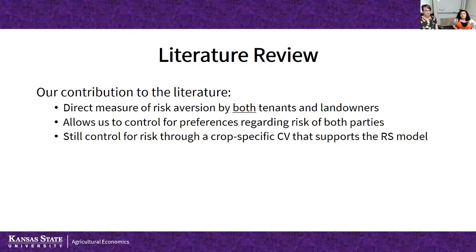Our contribution to the literature is that we find a direct measure of risk aversion for both the tenant and the landowner, which allows us to control for preferences regarding risk of both of those parties, while still controlling for risk through a crop-specific CV that does support that risk-sharing model.